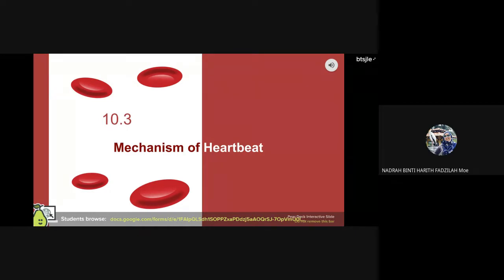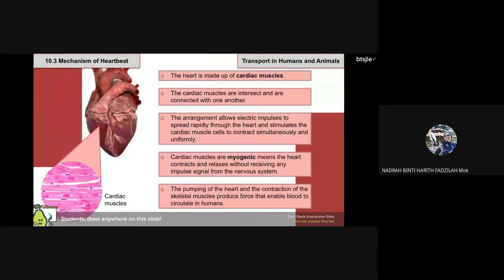Hari ni kita nak cover dua subtopic which are mechanism of heartbeat and also mechanism of blood clotting. Kita tengok dulu mechanism of heartbeat. So, before this, we have discussed atau kita dah discover the components and the structure of the heart, where we know that the heart have 4 compartments.